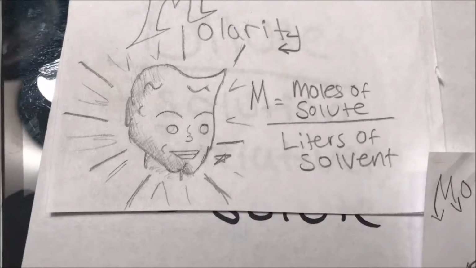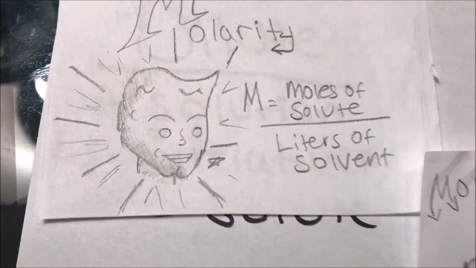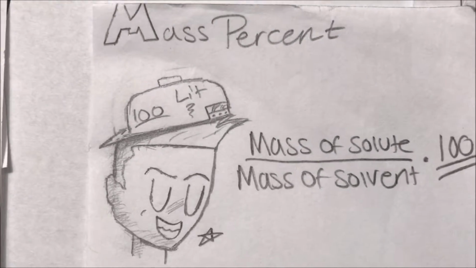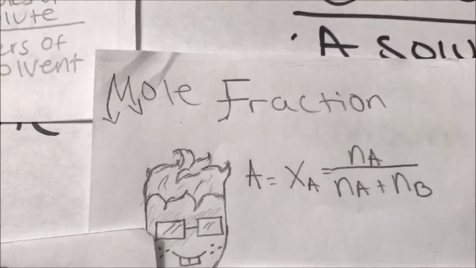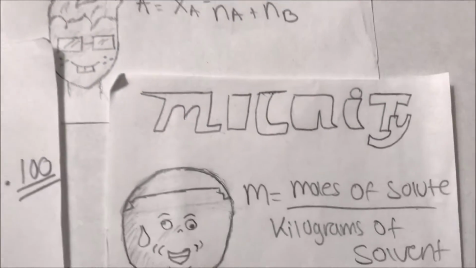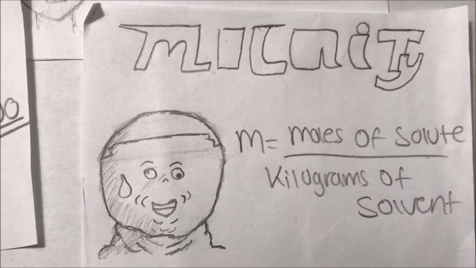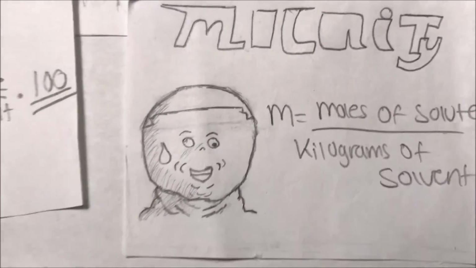So molarity: moles of solute over liters of solvent. Mass percent: mass of solute divided by mass of solvent times 100. Mole fraction, there you go. And molality: moles of solute divided by kilograms of solvent. Okay, now for my little demonstration.